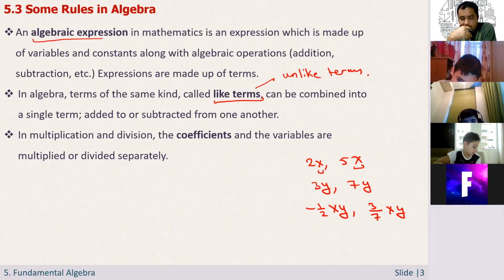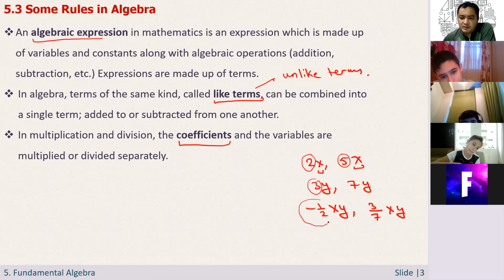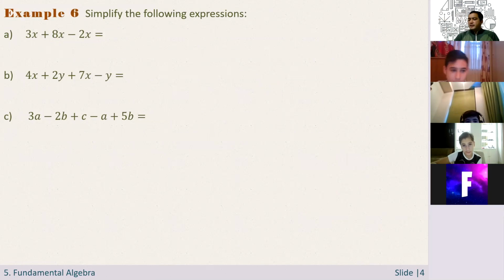In multiplication and division, the coefficients and the variables are multiplied or divided separately. Okay, variables are multiplied or divided separately. So what is a coefficient? Once again, a coefficient is just the numerical part of the term. So here, 2 is the coefficient, 5 is the coefficient, 3 is the coefficient, negative half is the coefficient. Simply, the numerical part of the algebraic term is the coefficient. Okay, guys, as you see, it's very, very simple. Let's just do them quickly.